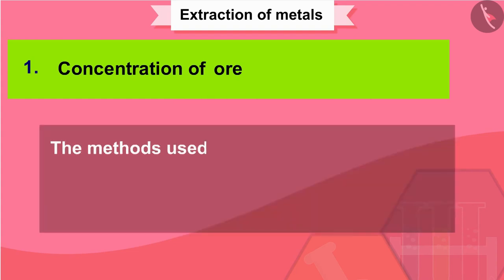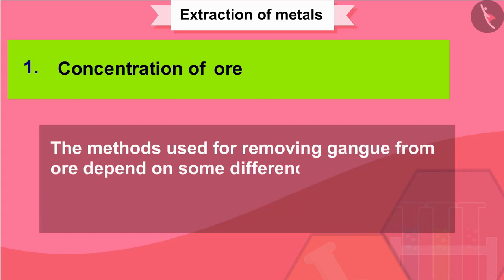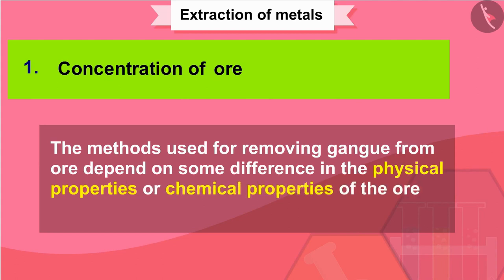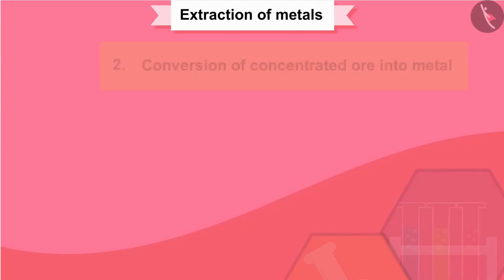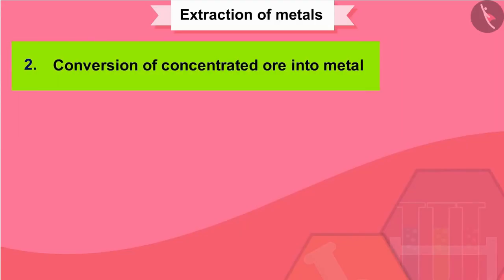The methods used for removing gangue from ore depend on some difference in the physical properties or chemical properties of the ore and the gangue. By removing the gangue, we get the concentrated ore. That is, it will contain very high percentage of the metal. Conversion of concentrated ore into metal.